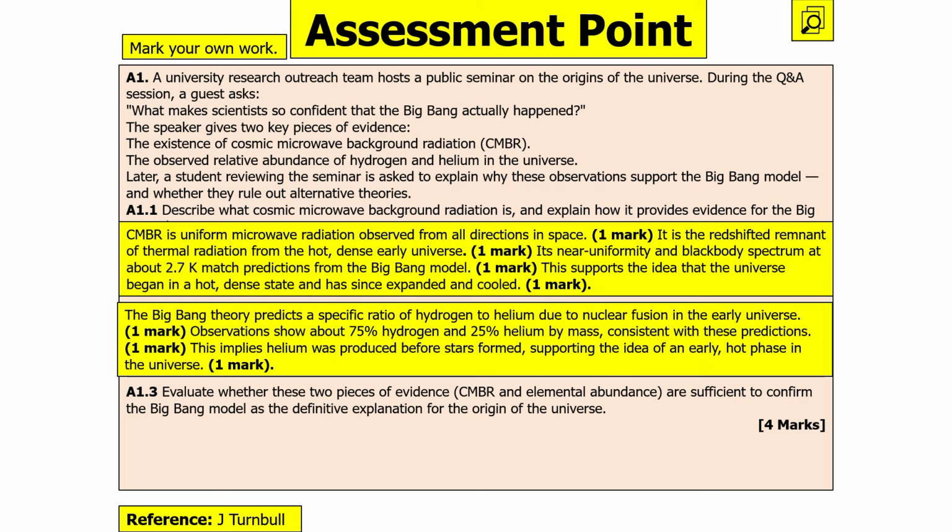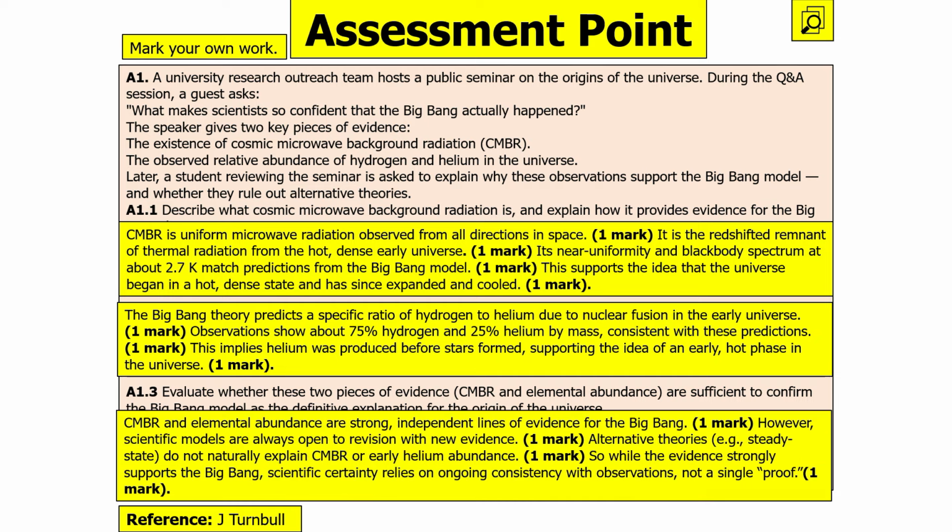The Big Bang theory predicts a specific ratio of hydrogen to helium due to nuclear fusion taking place in the early universe. Observations show 75% hydrogen and 25% helium by mass, consistent with these predictions. So this implies helium was produced before stars were formed, supporting the idea of an early hot phase in our universe. Now, the CMBR and the elemental abundance are strong independent lines of evidence for the Big Bang model.